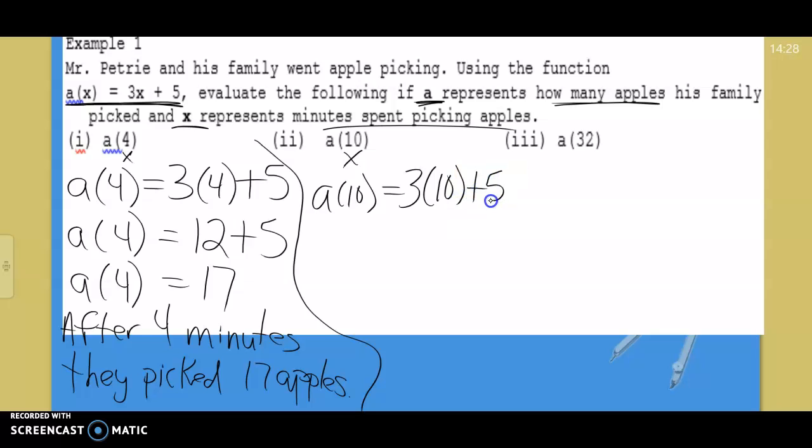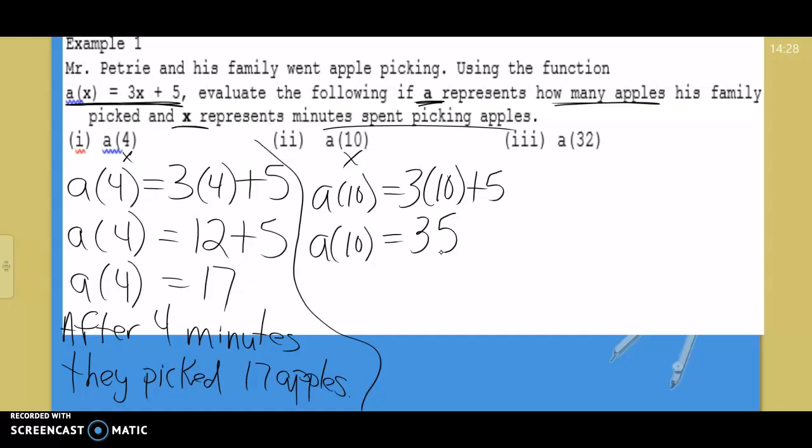Notice how I use parentheses for the number I'm substituting in. Shows multiplication, makes it nice and neat. Order of operations says that I'm going to multiply, then add. I can do this all at once because we're educated people here. 3 times 10 is 30. 30 plus 5 is 35.